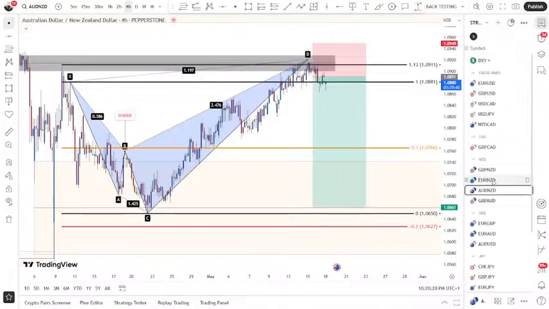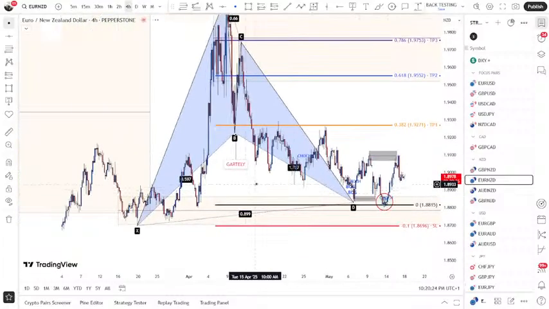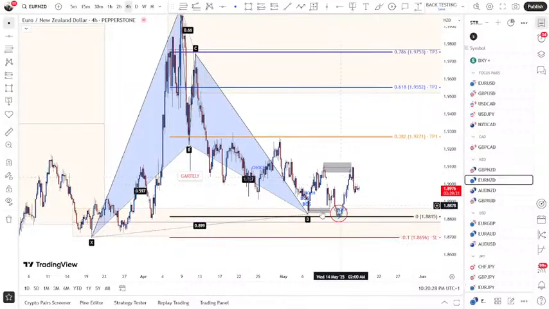So for Euro NZD, I'm still expecting more push to the upside. We still have this bullish Gartley, and price has given us entry last week.